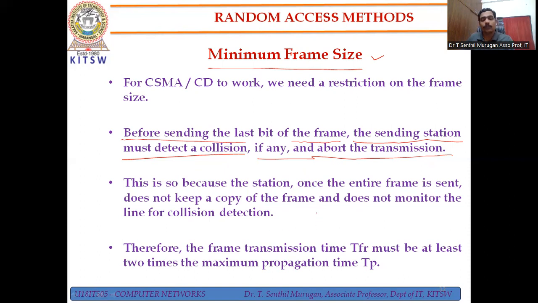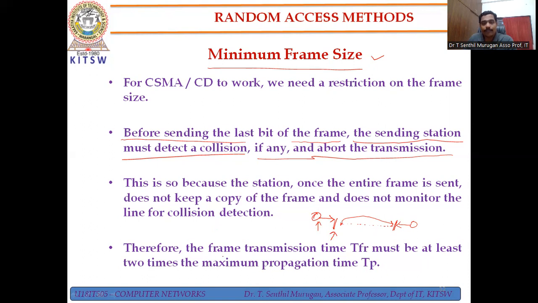Okay. So once the session sends the frames, it has to wait to see whether the frames have successfully reached or not. Once the last bit of the frame has reached the destination, then this particular session no longer needs to keep a copy of the entire frame. No need to monitor also. That means the entire frame has reached the destination.